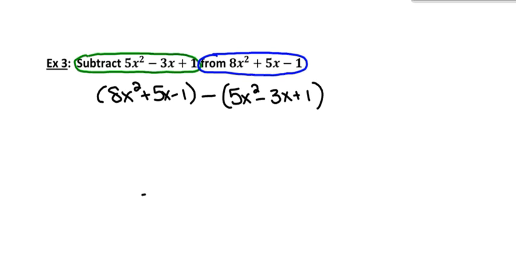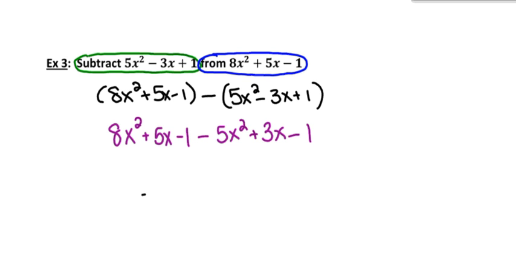And now that I've written my polynomial out, it becomes an example just like the one that we just did. So nothing changes about the first polynomial. That's going to remain 8x squared plus 5x subtract 1. But now I have to distribute that subtraction symbol. So it becomes a minus 5x squared. I have to distribute it to the minus 3, so a minus times a minus becomes a plus. And I have to distribute it to the positive 1. So a minus times a positive is a minus.